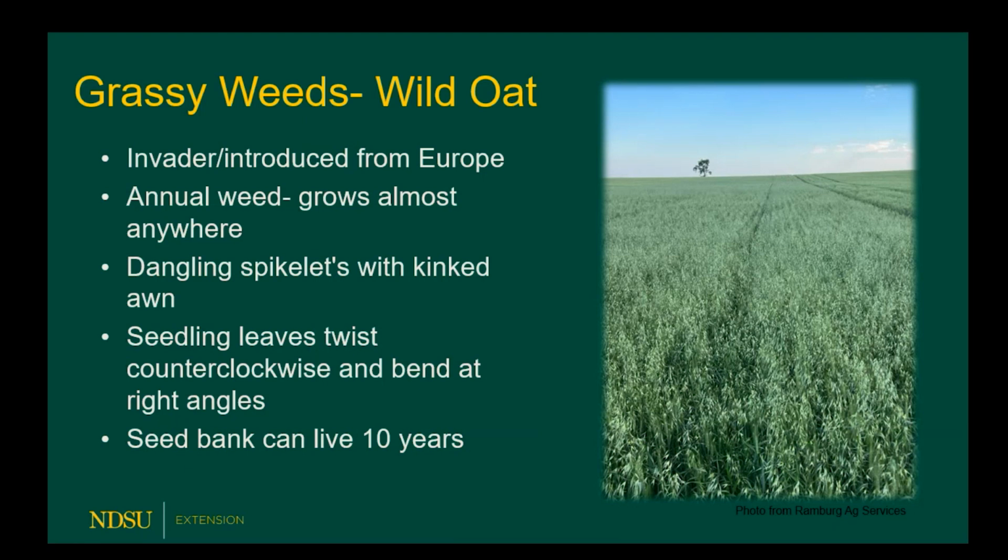And then you'll have the dangling spikelets with the kinked awn, black or lighter colored. I'll show you that on the mounts in a little bit. And then the seedling leaves twist counterclockwise and bend at a 90-degree angle. So if you're looking in a wheat field and you notice that counterclockwise twist and the bend, then you can be for sure it's wild oats. There's also little hairs by the ligule, which is by the collar, that you'll notice as well.